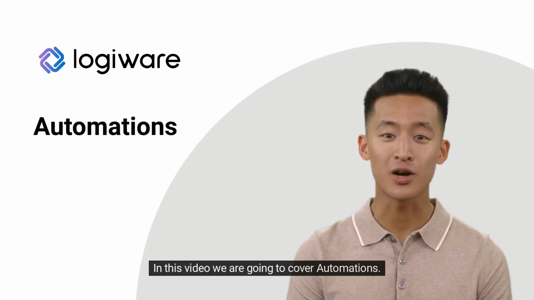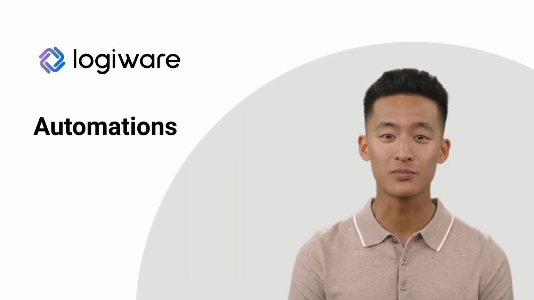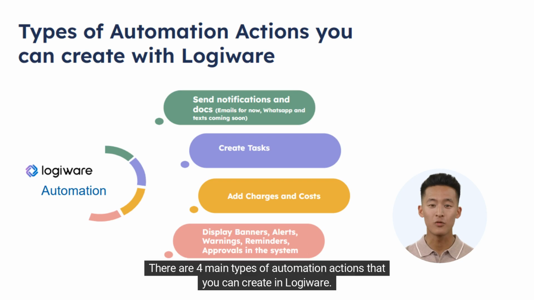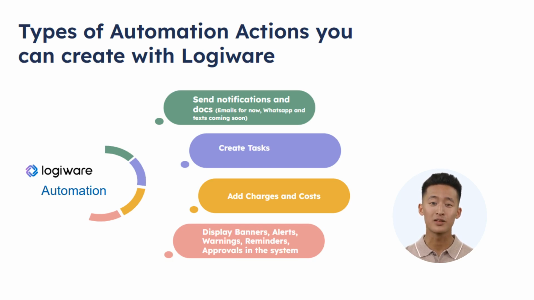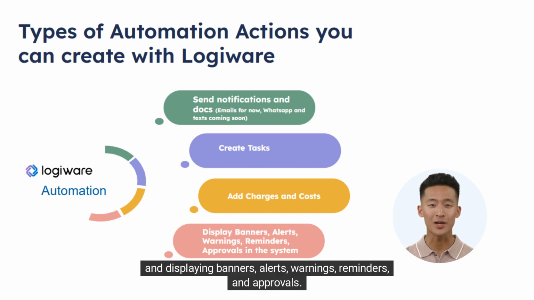In this video, we are going to cover automations. There are four main types of automation actions that you can create in LogURA. These are sending notifications, creating tasks, adding charges and costs, and displaying banners, alerts, warnings, reminders, and approvals.